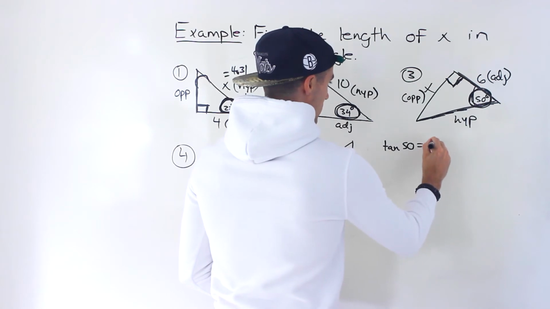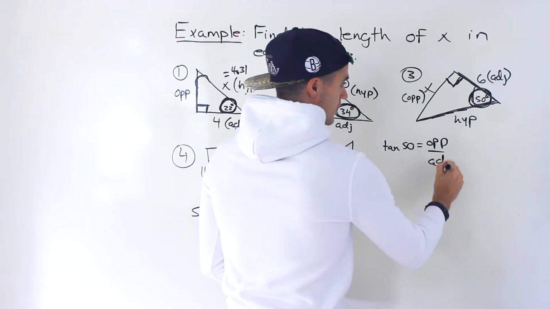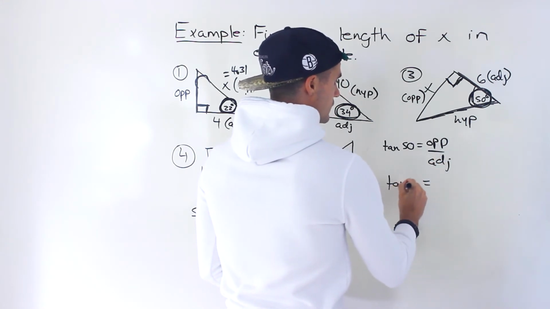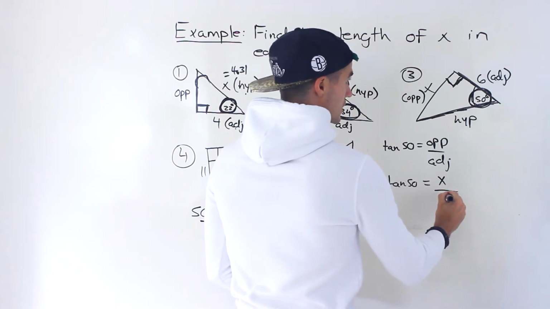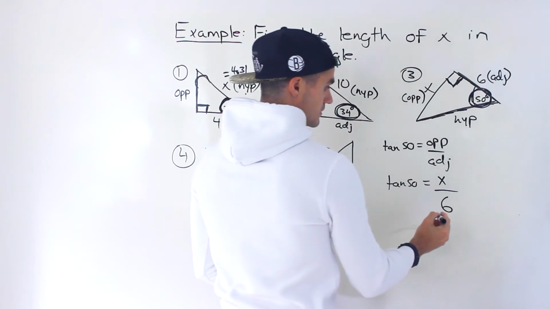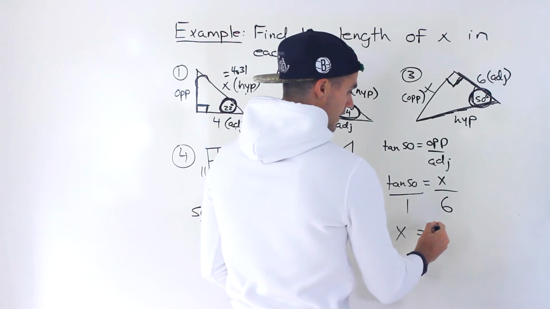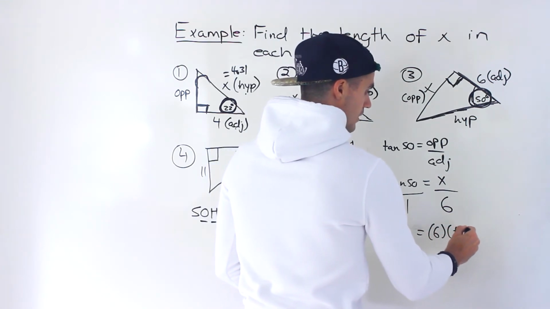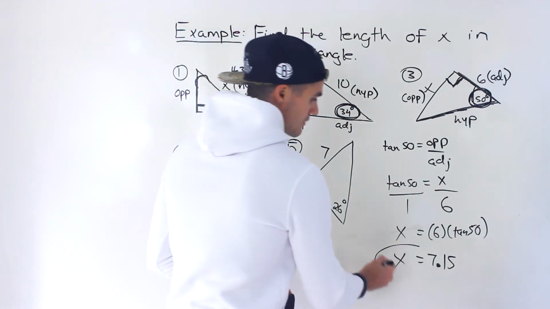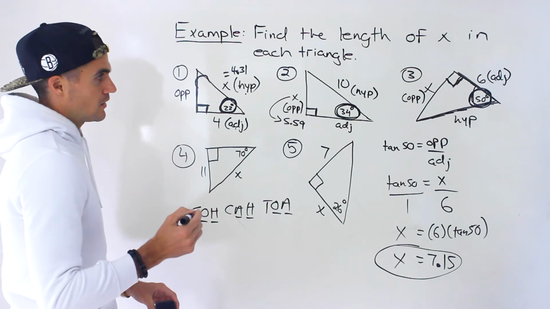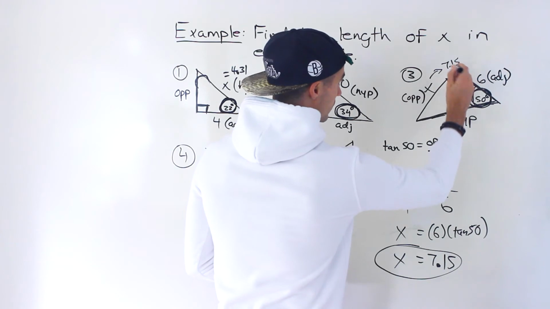Now the tan ratio is always what? Opposite over adjacent. So we would go tan of 50 is equal to the opposite side, which is x, over the adjacent side, which is 6. So put this over 1, cross multiply: 1 times x is x, and then we'll have 6 times tan of 50. When you multiply those, you end up with 7.15. All right, so that's the answer for number 3. That is this side here at 7.15 units.